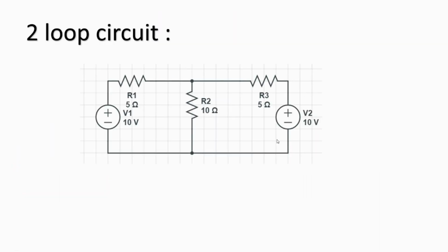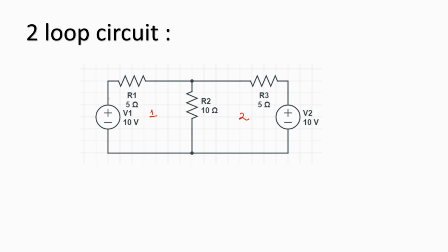Let us now consider a two-loop circuit. Let's apply the same two steps that we discussed before. This time around, we have to consider the arbitrary currents and the clockwise voltage drop direction for each of the loops. So here we can see there are two loops. Loops as in a closed path. So this is loop 1 and this is loop 2.